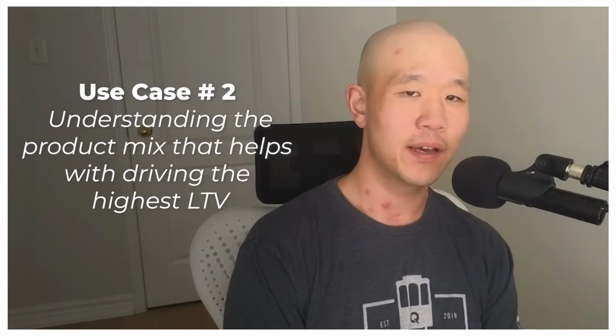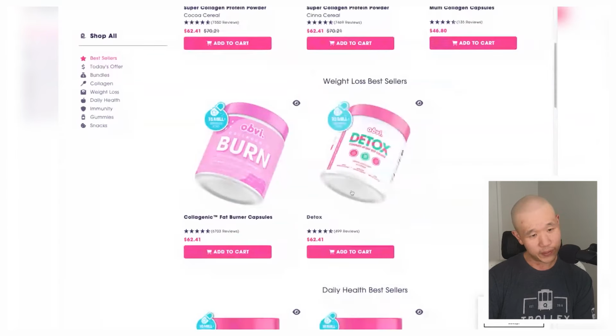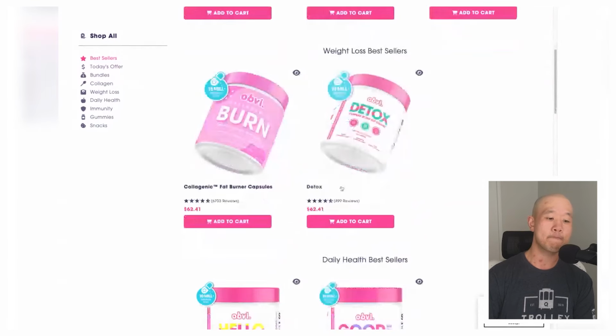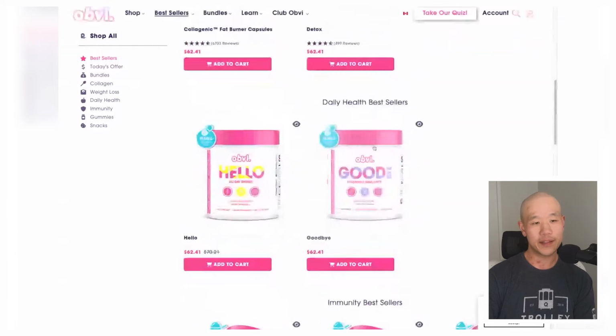Let's hop into use case number 2, which is understanding the product mix that helps with driving the highest LTV. So let's say you operate a supplement company like Obvi here. I've been following them for a while, so I have them pulled up, and I'm a big fan of them. They've got a pretty robust SKU set. They sell protein powder, capsules, detox capsules. They have a Hello, they have a Goodbye. So they've got a lot of stuff.